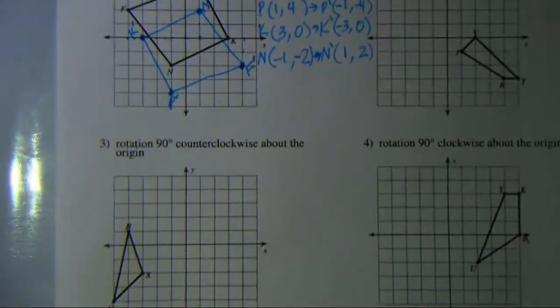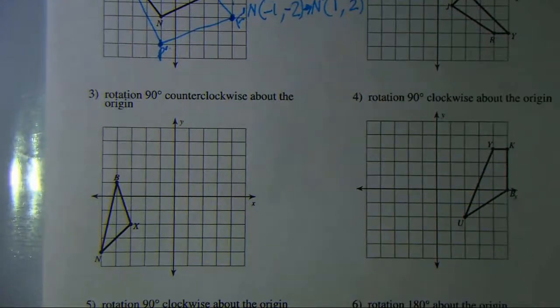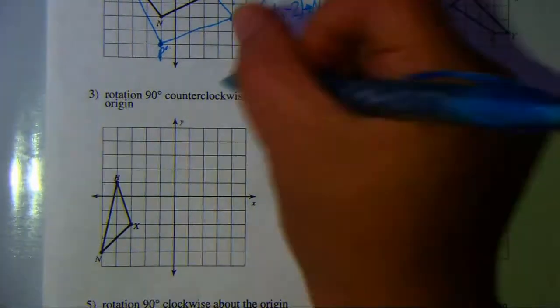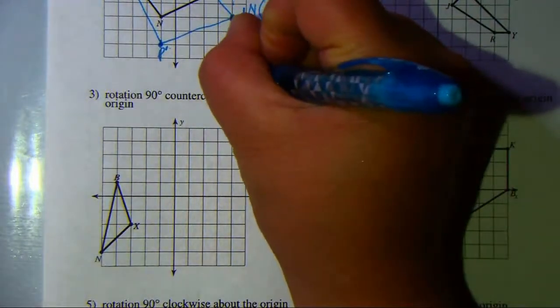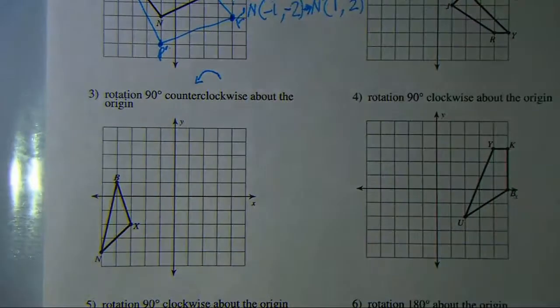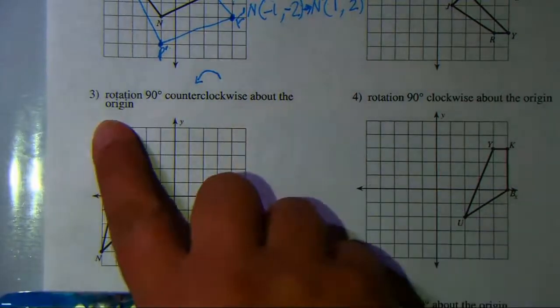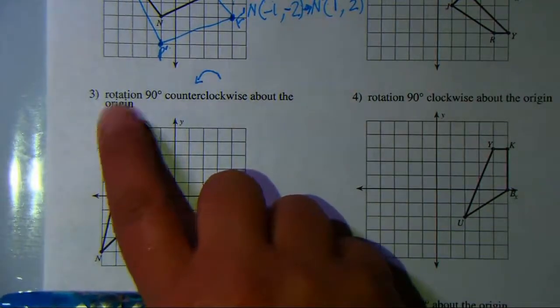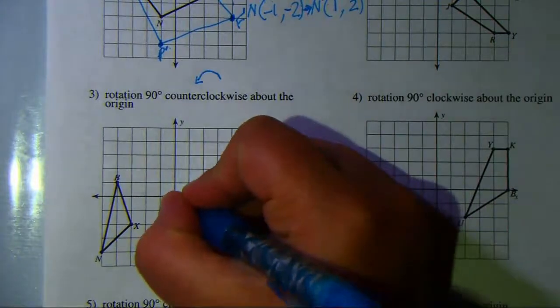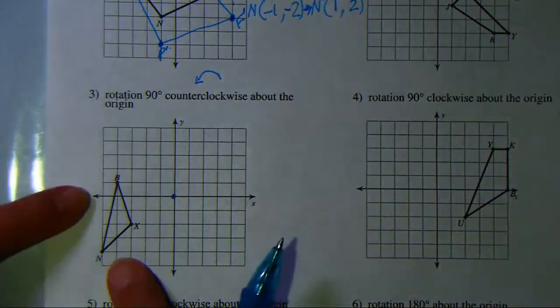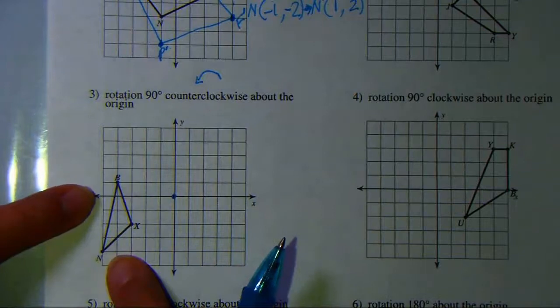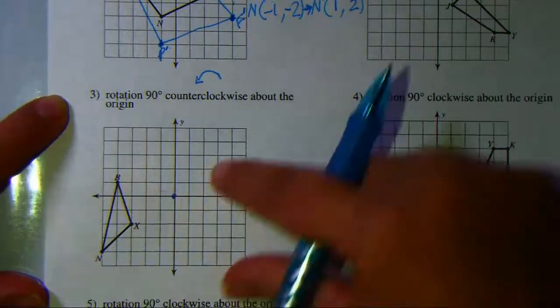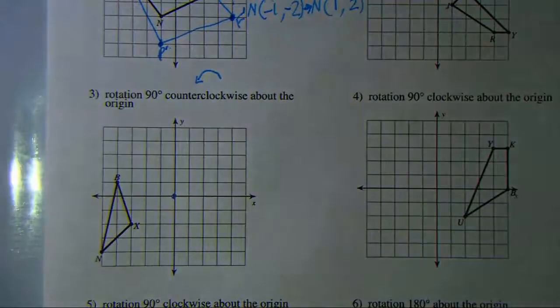Okay, let's take a look at number 3. It says rotation 90 degrees counterclockwise. Remember, counterclockwise means opposite of how the clock moves. So we're going that way. Counterclockwise about the origin. So we're going 90 degrees here about the origin. So here's my starting figure, my pre-image. That means I'm rotating this 90 degrees counterclockwise.